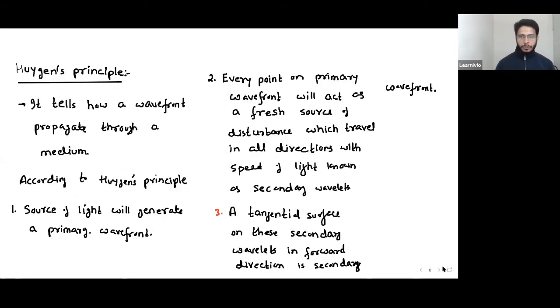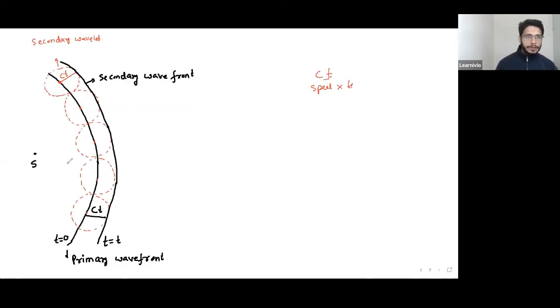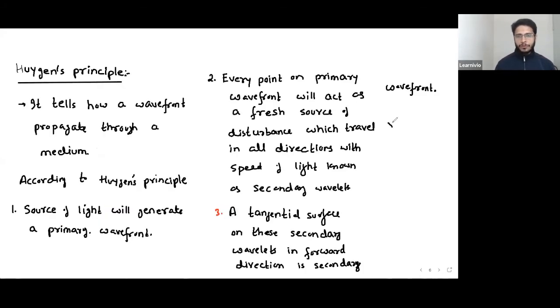There's just one more thing I'm adding. Geometrically, you can draw a tangential surface here also, meaning in the backward direction. But Huygens principle doesn't allow you to draw a backward tangent. The answer is light energy does not travel in the backward direction. Light energy travels in the forward direction. That's why we don't draw this backward tangent. Some people say this is one of the limitations of Huygens principle.